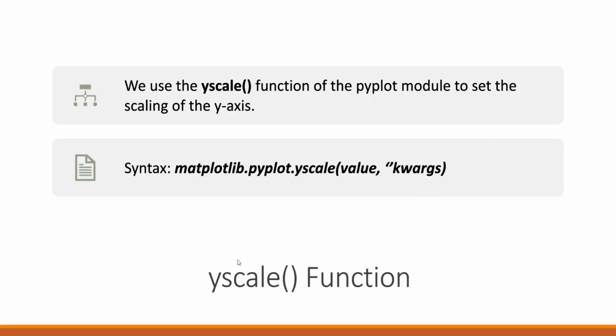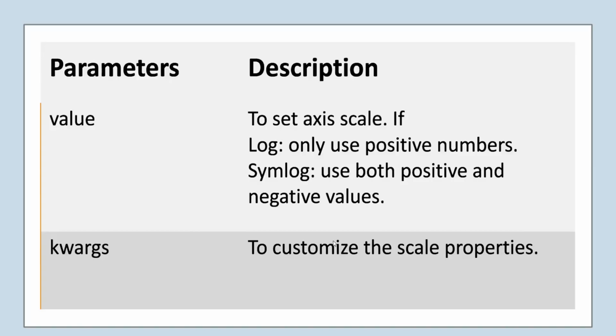The other function is the yscale function. We use the yscale function of the pyplot module to set the scaling of the y-axis. When we pass log and symlog scale in this function, the axis is represented as a logarithmic scale. And the syntax for this function is matplotlib.pyplot.yscale, and in parentheses again we pass value and keyword arguments. Now we will discuss its parameters.